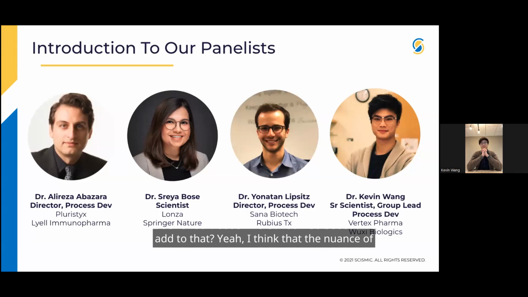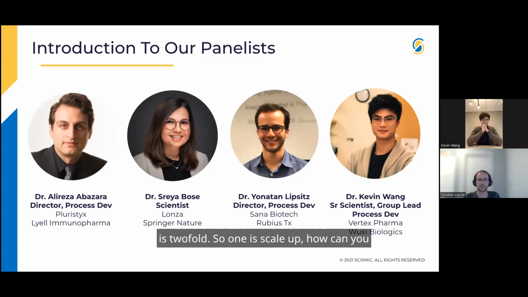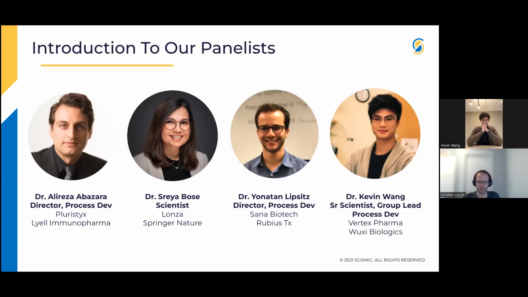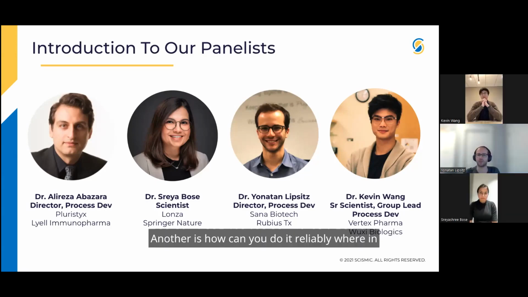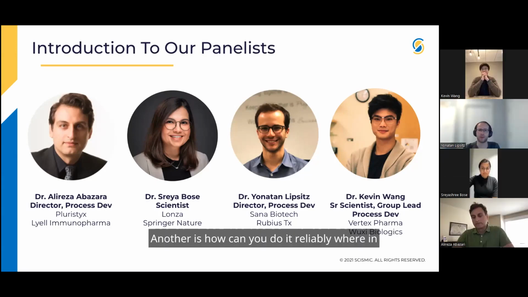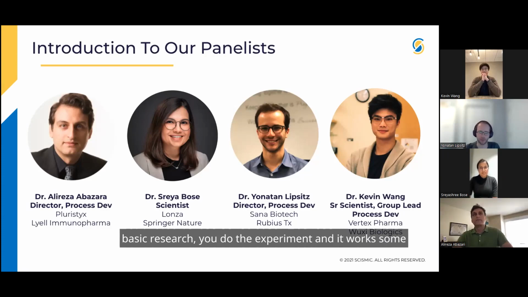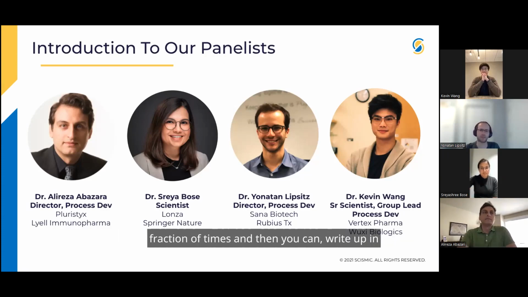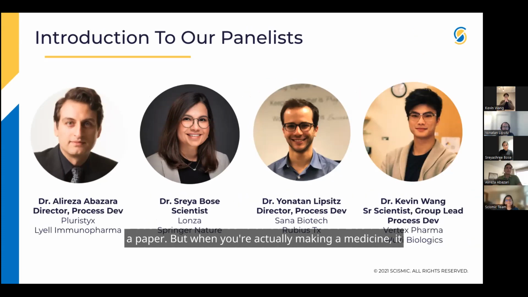Yeah, I think the nuance in process development as opposed to some of the basic research is twofold. So one is scale up. How can you actually turn this into a medicine and actually make it? Another is how can you do it reliably? In basic research, you do the experiment and it works some fraction of times, and then you can write it up in a paper. But when you're actually making a medicine, it has to work every time. So it has to be described well enough that you know exactly how to do it. You can get someone in a manufacturing facility to do it for you and to do it correctly every single time.